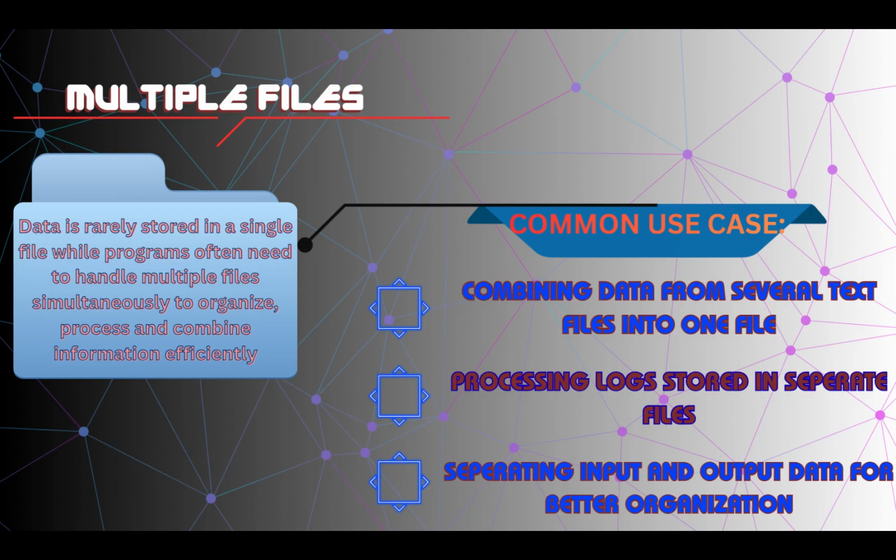In this section, I show how file handling moves from basic usage to more practical real-world scenarios. Data is rarely stored in a single file, and programs often need to handle multiple files simultaneously to organize, process, and combine information efficiently. There are 3 common use cases that I provide. One is combining data from several text files into one file, another is processing logs stored in separate files, and the third is separating input and output data for better organization.